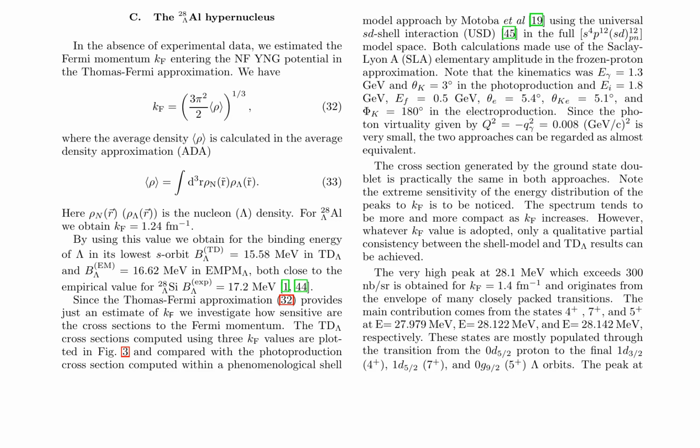The high peak at 28.1 MeV originates from the envelope of many closely packed transitions, mainly due to the transition from the 0d5/2 proton to the final 1d3/2, 1d5/2, and 0g9/2 lambda orbits. The peak at 31.5 MeV is generated by the transition from the 0d5/2 proton to the final 1d3/2 and 0g9/2 lambda orbits.